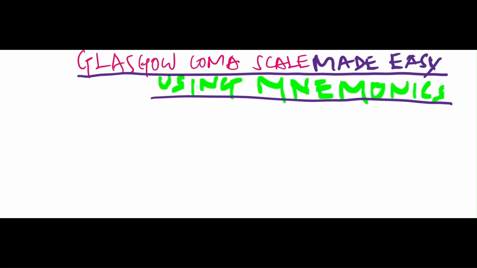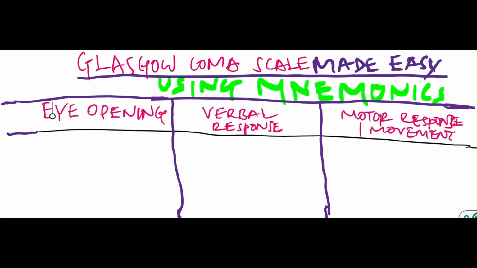Do you have a problem mastering the Glasgow Coma Scale parameters, the so-called aspects or components? Well, this is made easy for you. The Glasgow Coma Scale has three components or aspects. The first is eye opening, usually abbreviated as E. The second is the verbal response, abbreviated as V, and the third is the motor response, abbreviated as M.